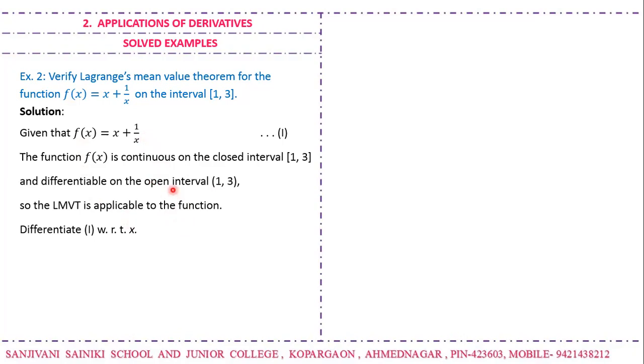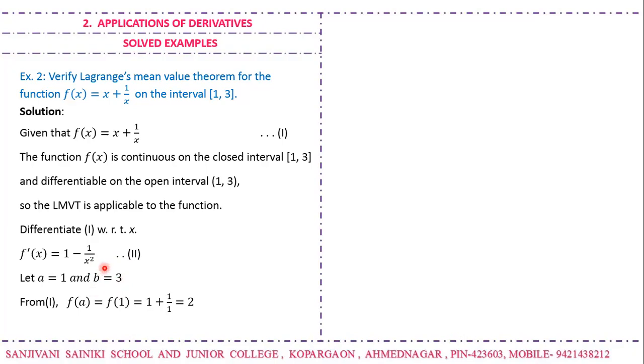That means the theorem gives the guarantee for existence of the point C such that f dash at C is equal to f of b minus f of a upon b minus a. Now take the given function f of x and differentiate with respect to x. Derivative of x is 1 and derivative of 1 upon x is minus 1 upon x square. Now let a is equal to 1 and b is equal to 3.